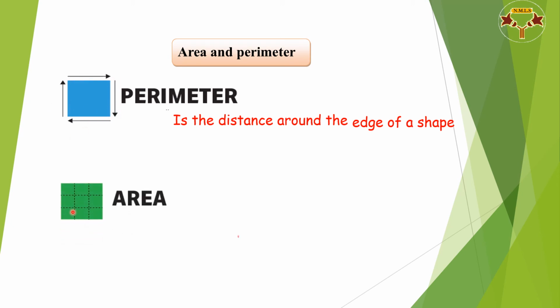Area, the amount of space inside the shape. The amount of space inside the shape, okay? We know that area, the number of squares inside the shape, okay? Then perimeter, outer sides, and area, the number of squares inside the shape, okay?